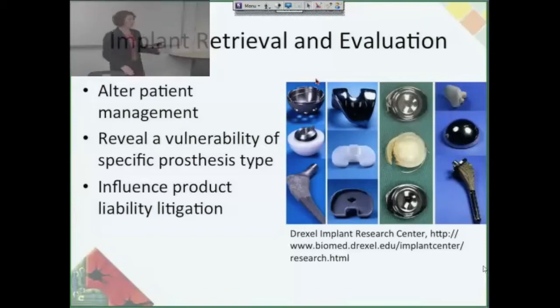And it's also really important because it influences product liability litigation, which in our litigious society is, of course, an important thing to think about, and it also can help you maybe change the patient cohort that you're going to treat with a particular prosthesis. So this is a really useful field.